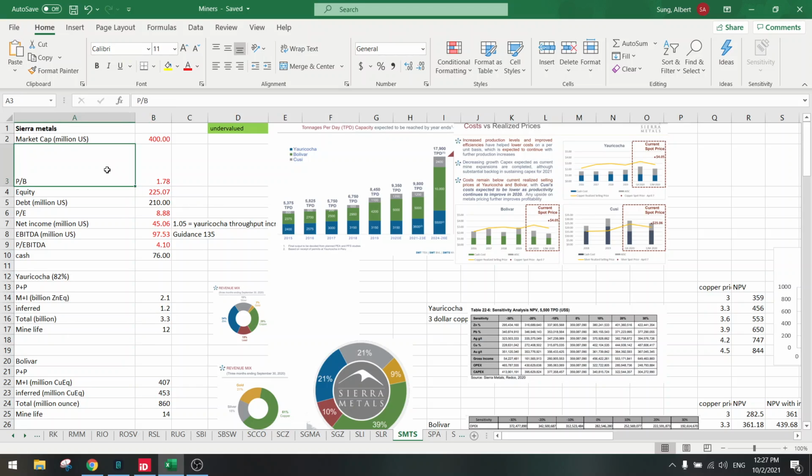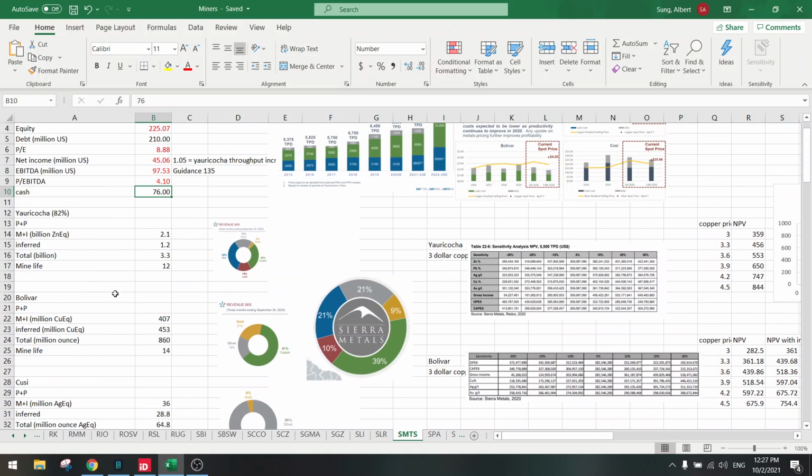So let's take a look at the valuation. We are at 400 million market cap. Price to book is 1.78, which is a bit on the high side, but this company has a lot of earnings. So equity is 225, which is lower than the 400 million. So it's a bit overvalued on the book value side. PE is at 9, so that's actually good value with this net income. And they have a lot of cash, 70 million.